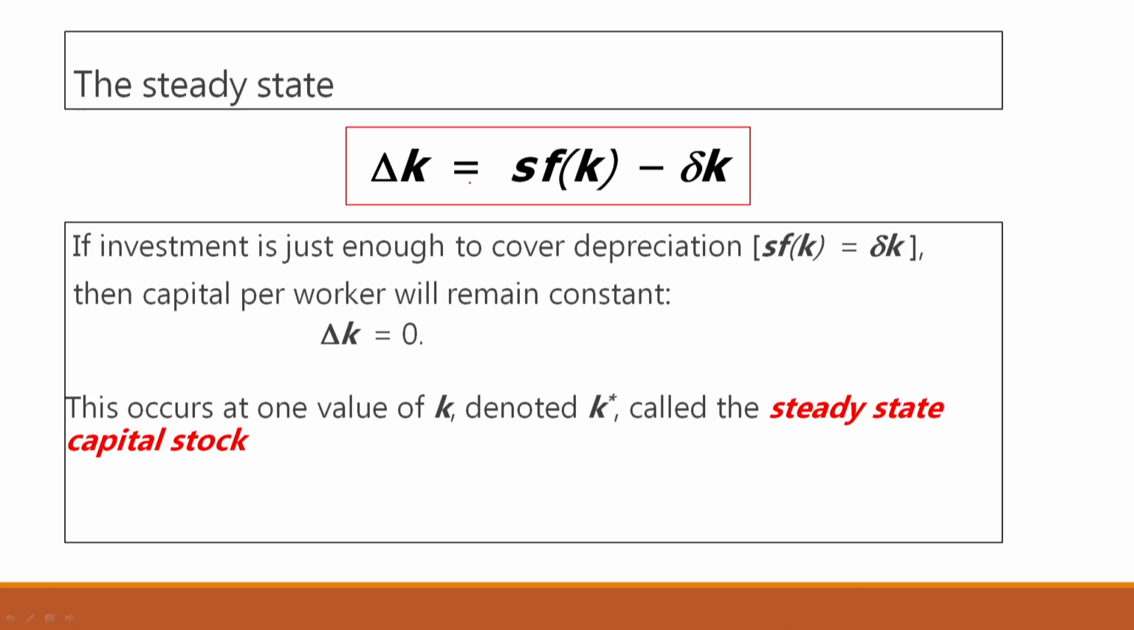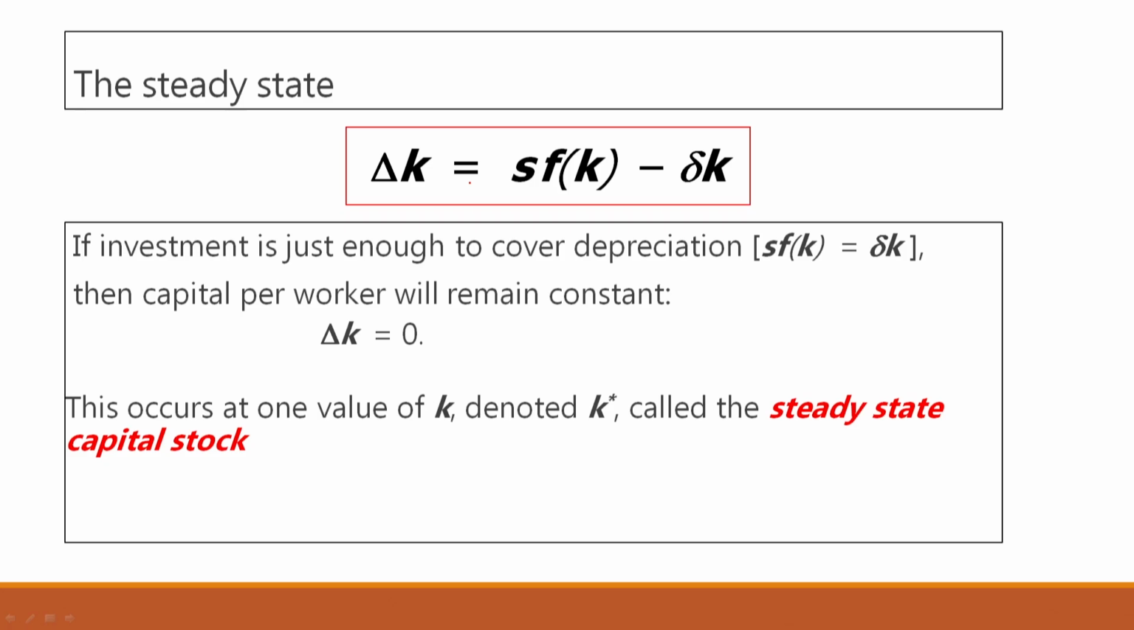Let us also try to understand the intuitive meaning of delta k equal to s f(k). What it signifies is that the economy has reached a certain level of per capita or per worker capital stock, where the investment is just enough to cover depreciation, because remember s f(k) is investment, and delta k is the total depreciation. So, if the only investment occurring in an economy at k star is to cover depreciation, it means that nothing is being added to the physical capital stock.